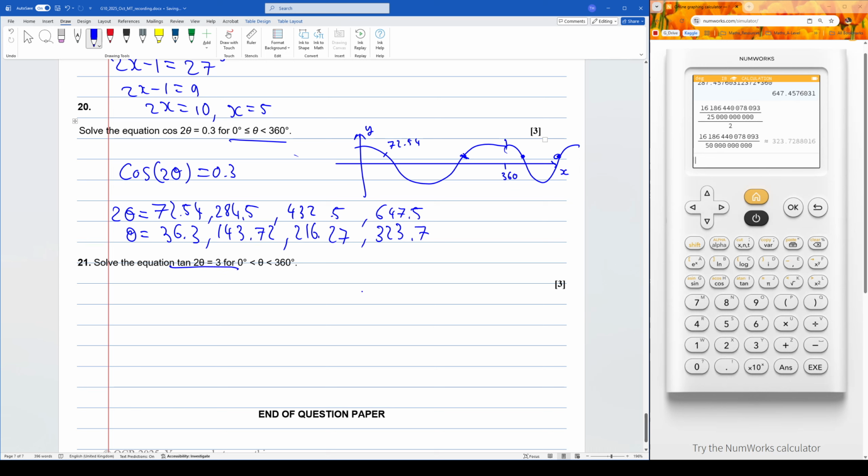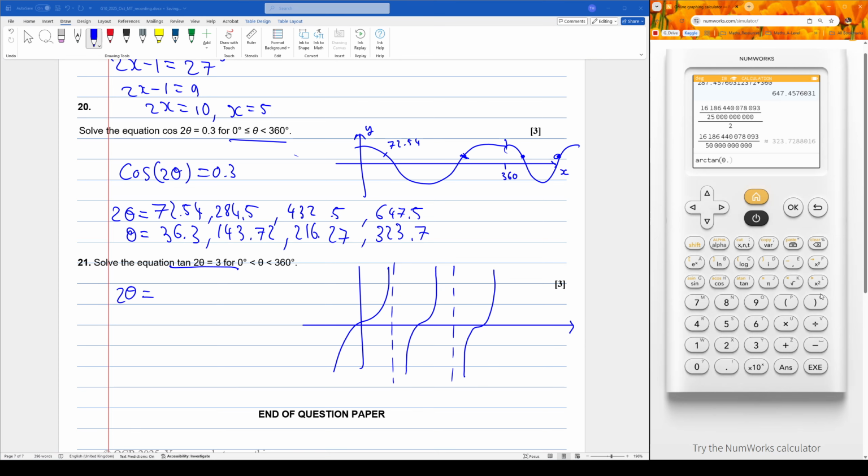And then tan. Consider the tan graph. So much of this is just, what does the graph look like? There we go. So therefore 2 theta on the arctan. Oh, not 0.3 this time, just 3. That's pleasing. Same number, or close to the same number anyway. 71.57. And then add 180, because tan repeats every 180.